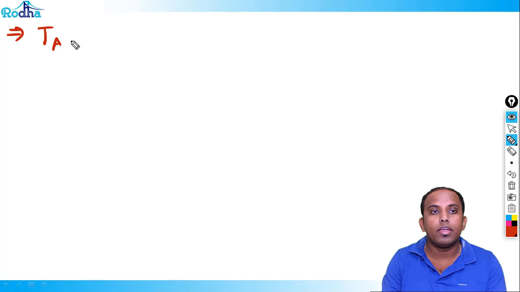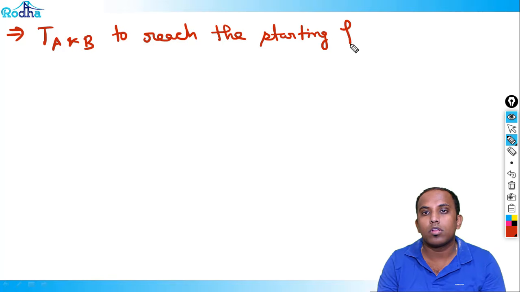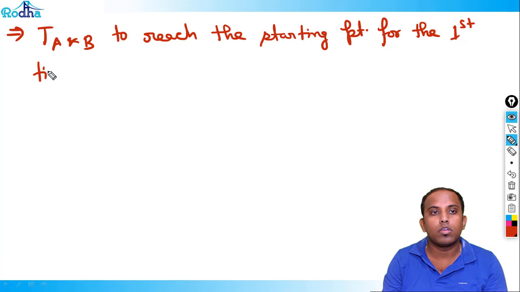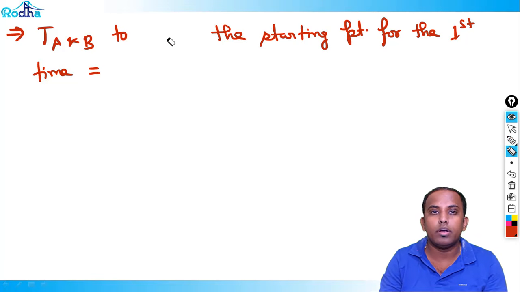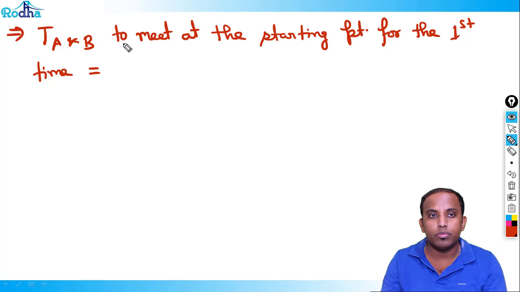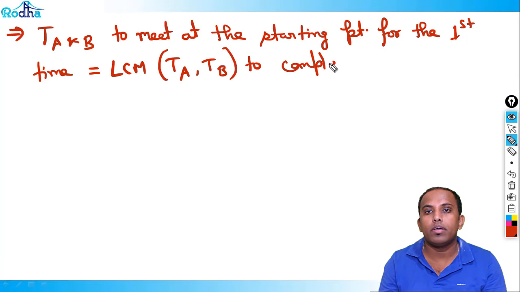The time taken by A and B to meet at the starting point for the first time is equal to the LCM of the time taken by A and the time taken by B to complete one round.